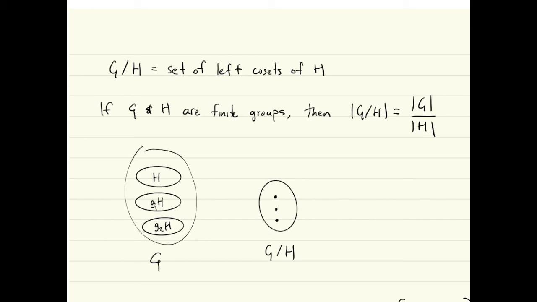And the reason is because the cosets of H partition or divide up G evenly into pieces of equal size. And so the number of cosets, in this picture for example, there are 3 cosets, so G mod H will just have 3 elements. And the number of cosets is the total number of elements in G divided by the number of elements in any one of these cosets, because these cosets have equal size or cardinality, and that size is the size or order of H.